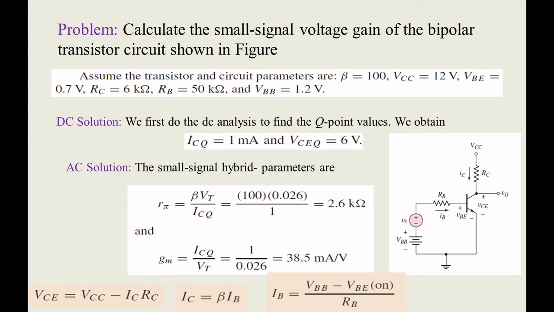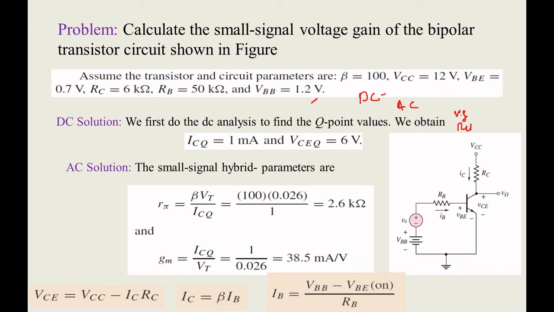Okay, so I have given one problem relevant to the lecture, a small signal problem, very basic. So you can try. The given parameters are beta equal to 100, VCC is 12, VBE is 0.7, RC is 6 kilo ohm, RB is 50 kilo ohm, and VBB is 1.2. First step, I am repeating again: first you find the DC analysis, then you proceed to the AC analysis, then you find your voltage gain and your resistance part.